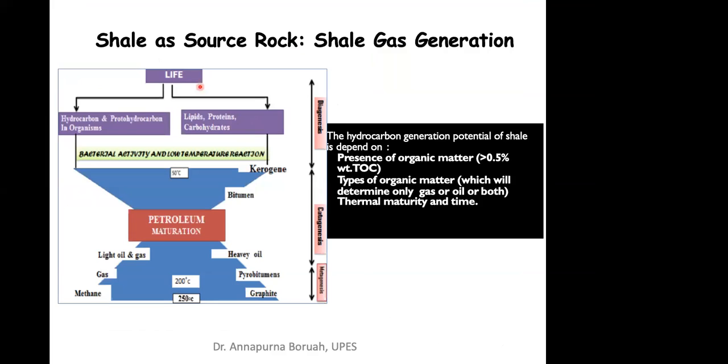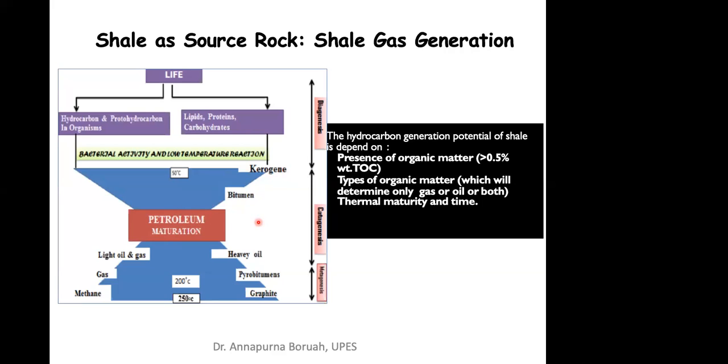So as you know, there are two ways of organic matter conversion. Light organic matter can convert directly at shallow depth and generate biogenic gases. Bacteria can produce biogenic gases, but the lipid, protein, and carbohydrate parts of animals and plants can convert into organic matter in different stages. Kerogen at almost 50 degrees Celsius can convert into bitumen, and at a particular temperature range, it will get maturity, and in that range, it can produce either oil or gas.